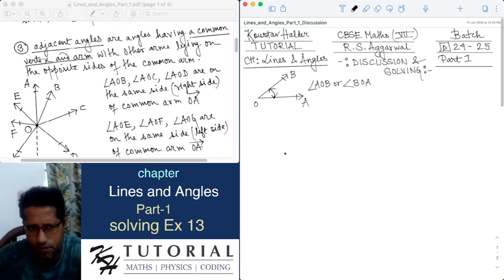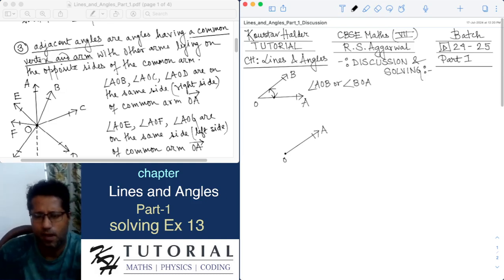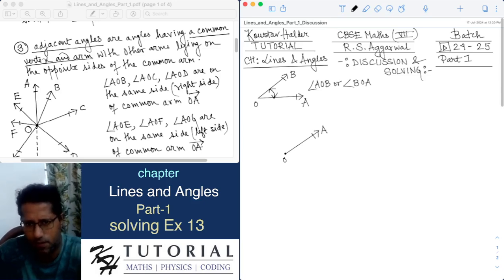Let's say we have a common arm, let's say OA. This is a ray. This is a common arm, and the common point is O. Now, for the two angles, let's say one angle is with the ray OB.